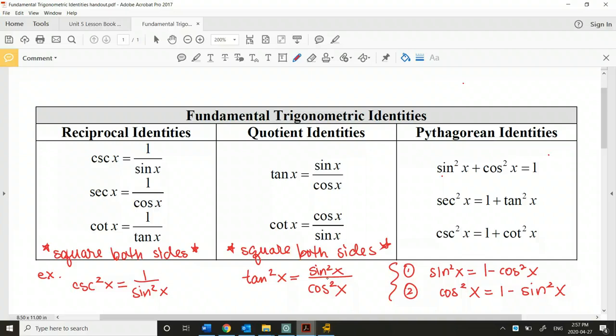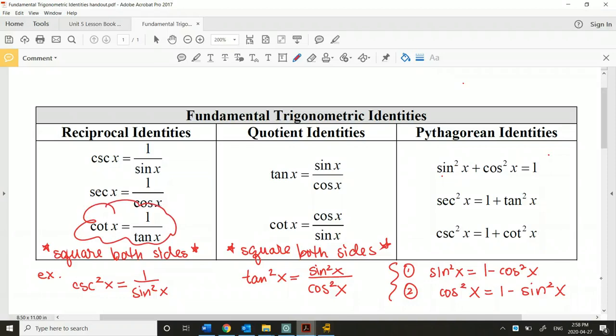Look for one with secant to start. Do we have an identity with secant that's in terms of cosine? If you found this one, you're right. We're going to do 1 over cos x for that one. Now I want you to take a look for an identity involving cotangent.